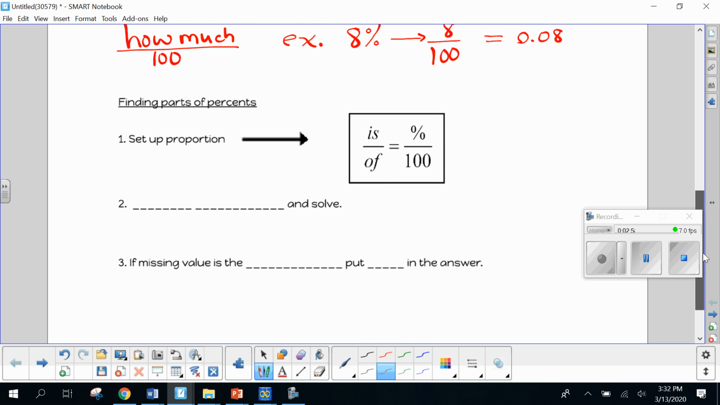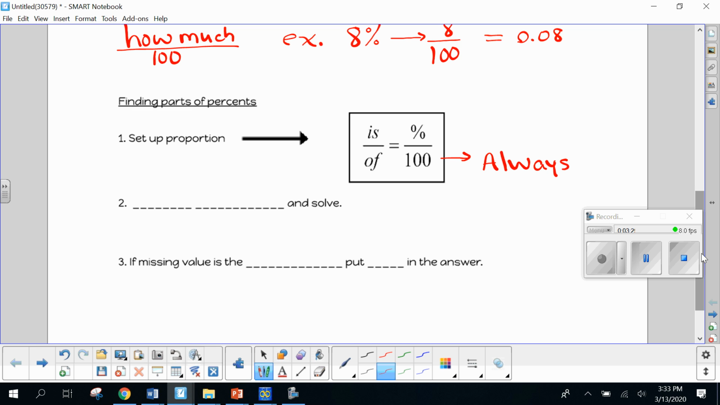All right, so you're going to find parts of a percentage. So first thing is setting up the proportion. Remember, a proportion is 2 ratios that are equal to each other. In percentage, on the left-hand side you have is over of, which is equal to how much of the percentage over 100. First thing you need to know is that the 100 always stays.